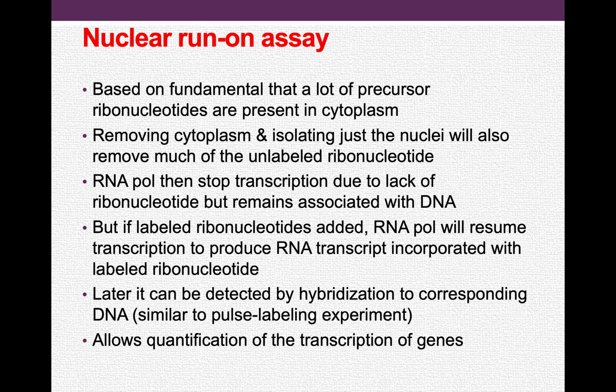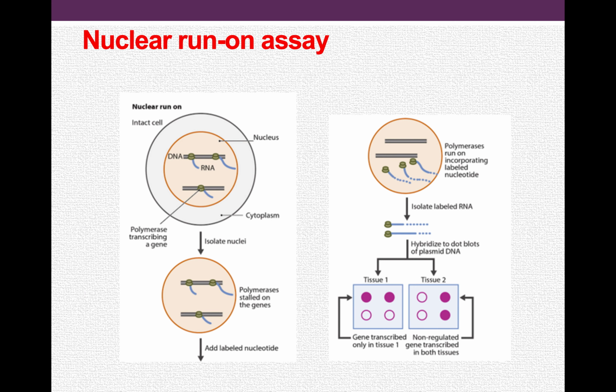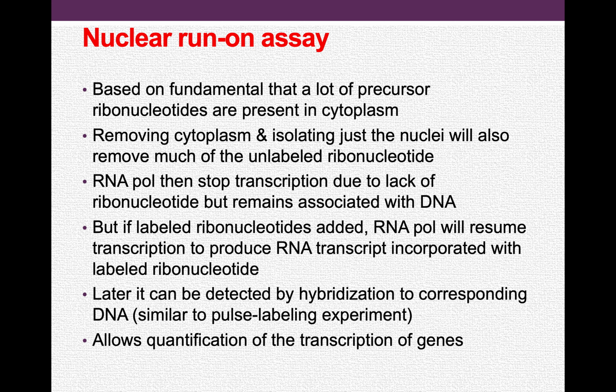Now, as you can see from this diagram, this assay is based on the fundamental that a lot of precursor ribonucleotides are present in the cytoplasm, and we know that is true because without it, transcription and translation would not occur. So by removing the cytoplasm, you will isolate just the nuclei. And of course, at the same time, you also remove a lot of the unlabeled ribonucleotide. So what happens is that RNA polymerase will then stop transcription because there is a lack of ribonucleotide. They couldn't continue with the transcription, but will remain associated with the DNA.